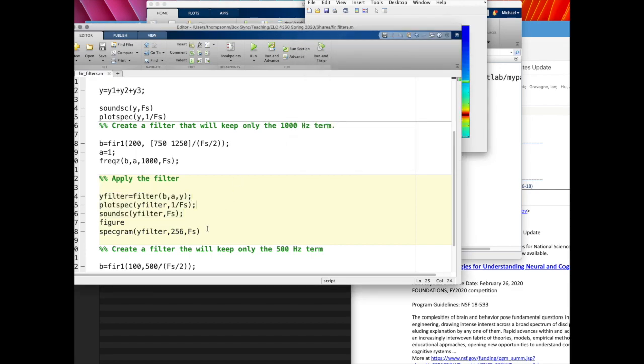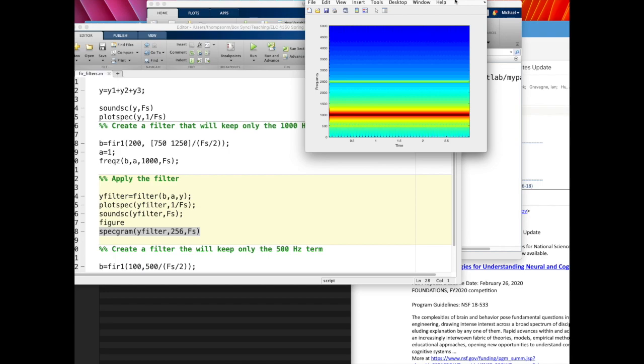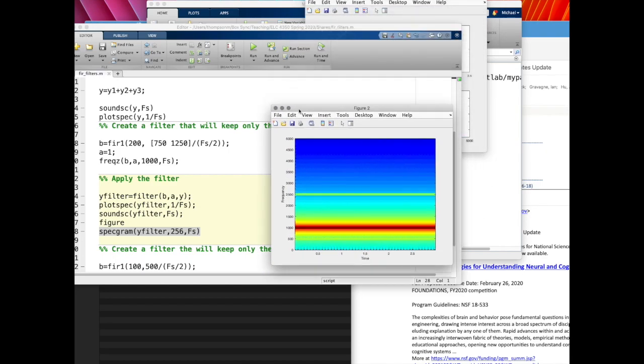Let's see. Oh, this ran this whole section, and at the end here, it pulled up a spectrogram. I was a little confused on why I was seeing a spectrogram instead of plot spec. So let me bring this down, and we can talk about it.